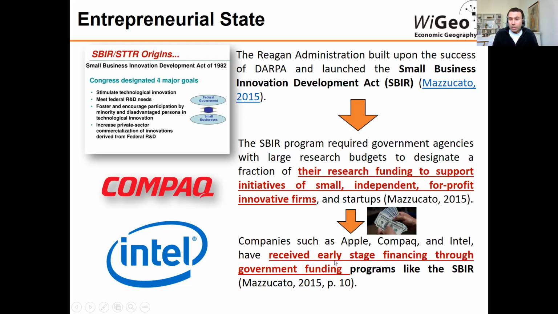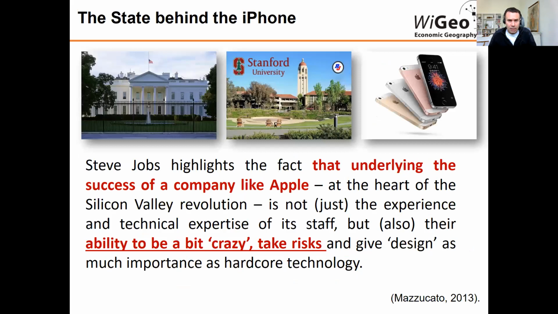And also Mazzucato points out that companies such as Apple, Compaq, and Intel benefited intensively from funding coming from the Small Business Innovation Development Act in the United States. So again, we have public intervention here indirectly leading to the creation of new firms, and then these firms, because of a number of elements which we will need to go into in more depth in a case study analysis of their process, will consolidate their position in the market.